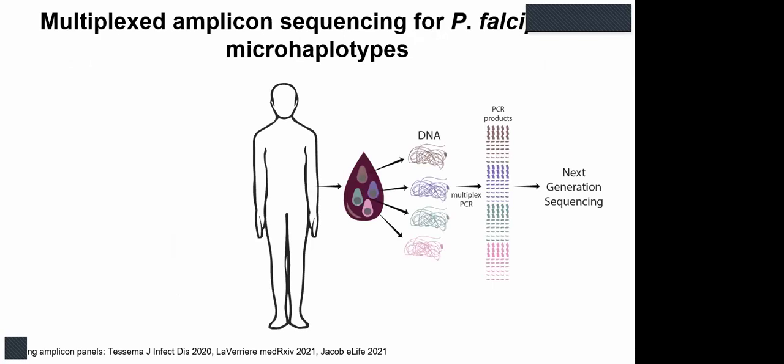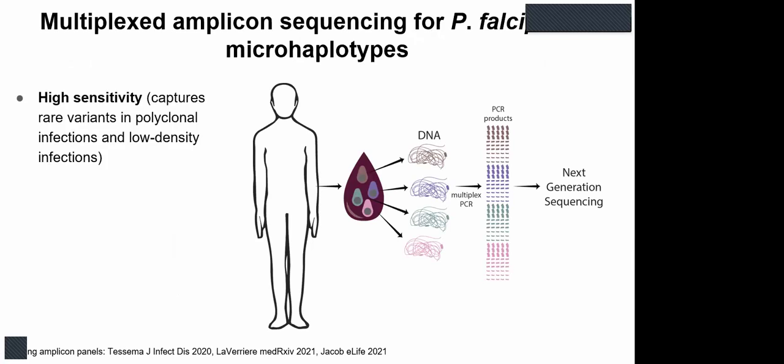So to start with the design, this multiplex amplicon sequencing for Plasmodium falciparum is highly sensitive because it captures rare variants in polyclonal infections and in low density infections. So malaria parasites can be monoclonal, where one specific genotype infects a single host, or polyclonal, where multiple genotypes can infect a single person or a single host.